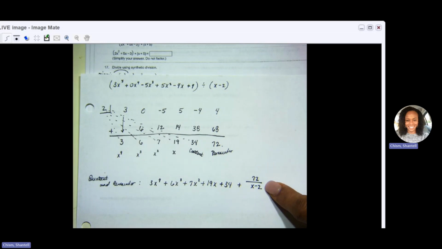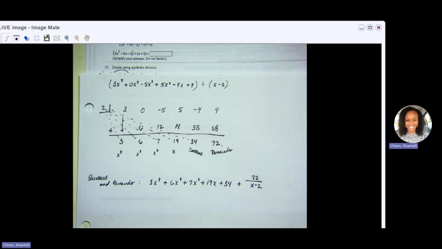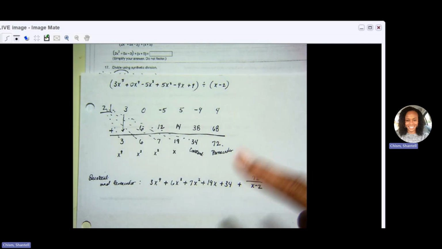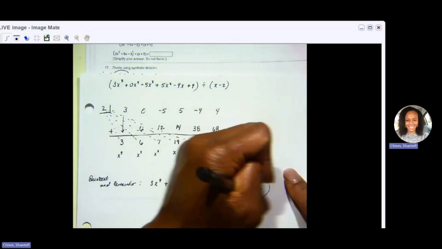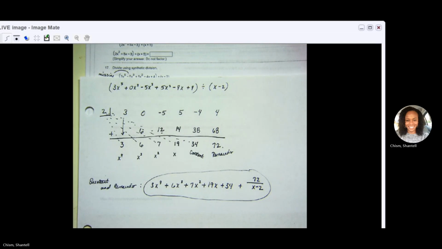You always express your remainder over your divisor. Because in other words, you're saying, if I could, I would divide 72 even further by x minus 2. But I can't, so I just express it as a fraction, as a ratio of 72 over our divisor. And so this whole thing is your answer, okay? Just takes a little practice looking at the steps and walking through them, okay?